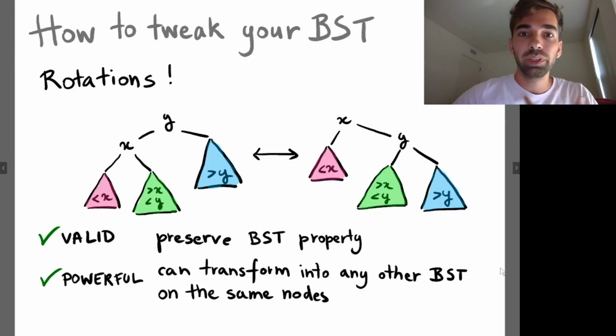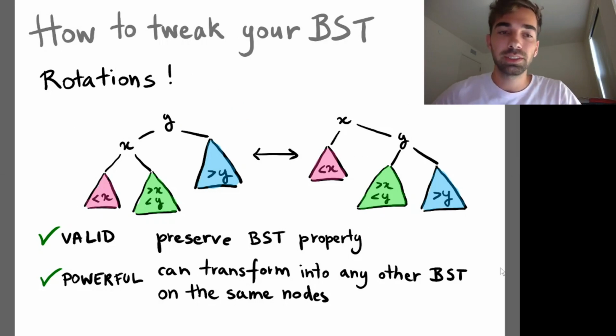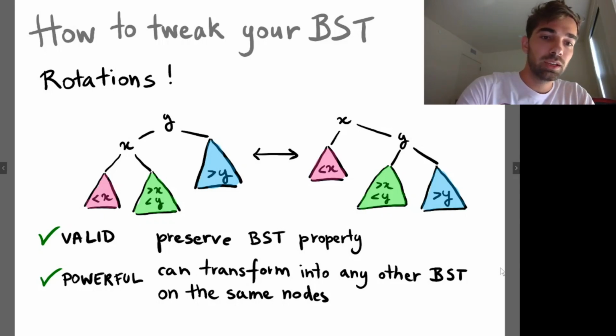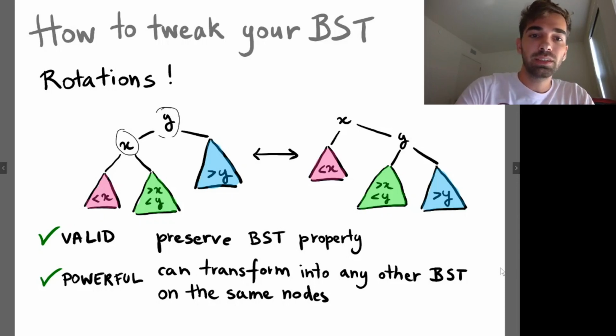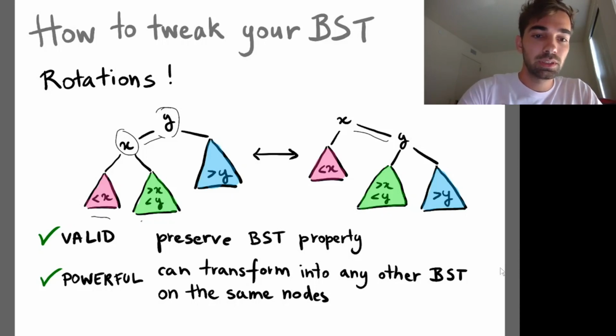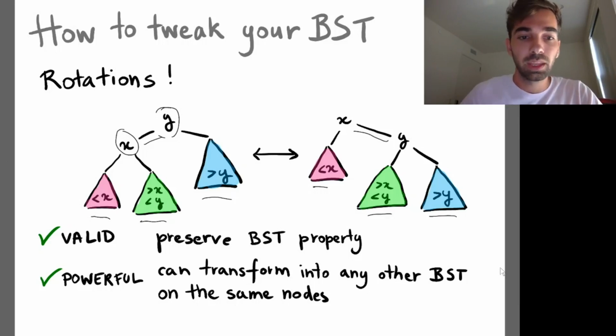Now, how can we transform the structure of a BST? Essentially, we need only one operation, that is called the rotation. The operation goes as follows. If you have a key X whose parent is Y, then you can rotate the edge joining them to the right so that X becomes the parent of Y. And all of the trees dangling off of X and Y will be distributed in this way.